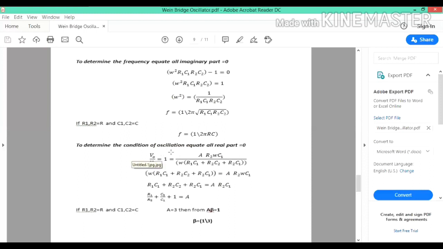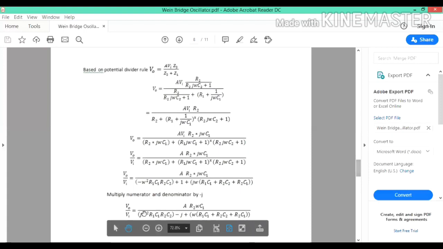And to determine the conditions of oscillation, what are the conditions of oscillation? It is nothing but based on what criterion we are obtaining this desired frequency, that we have to find out. That is called the conditions of oscillation. So for finding out the conditions of oscillation, we are going to equate the real part equal to 0. That means we are going to equate all the real parts in this equation with respect to 0.